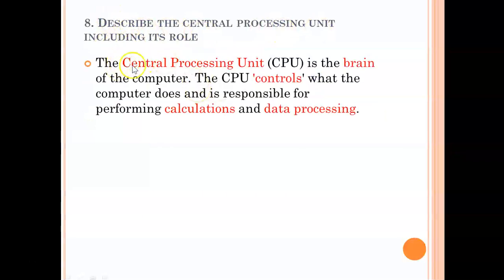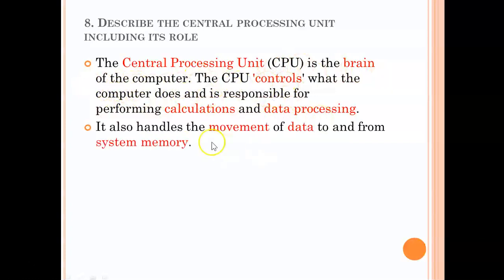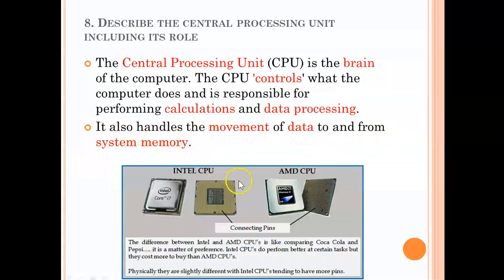Describe the central processing unit, including its role. You just have to know the central processing unit, or the CPU, is the brain of the computer. It controls what the computer does and is responsible for performing calculations and data processing. It also handles the movement of data to and from system memory. If you're not sure what a CPU looks like on your motherboard, here is an example: an Intel CPU versus an AMD CPU. You have to be able to describe what a CPU is and its role. So this is pretty much it.